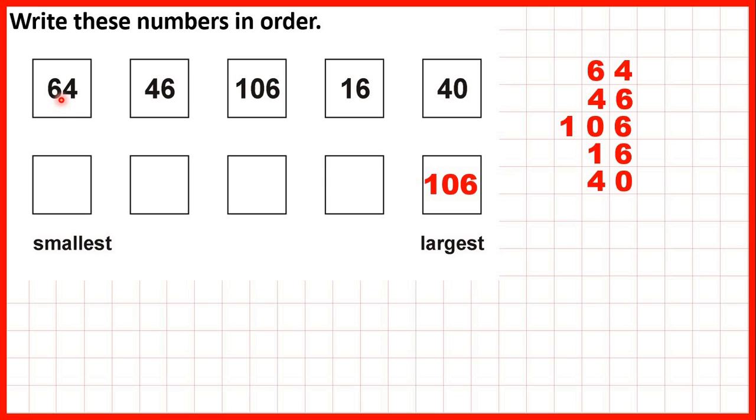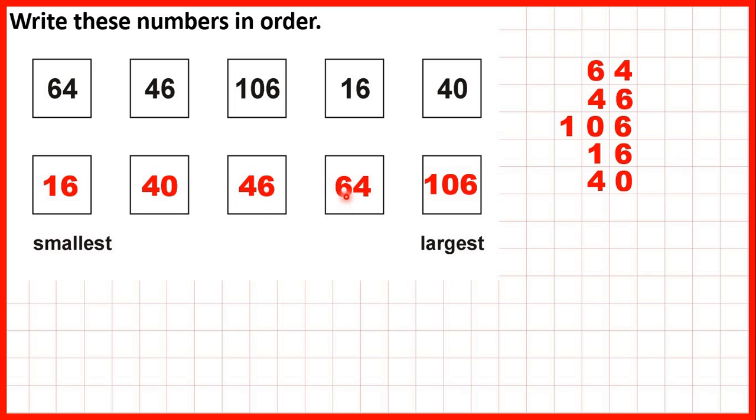Now when we're comparing numbers with the same number of digits, we need to look at the larger place value first. So we need to look at our tens digits. 16 is the smallest number because that only has 1 ten. Now we have 40 and 46, because both numbers have 4 as the tens digit, but because this digit, the 6, is larger than 0, we know that 46 is larger than 40.